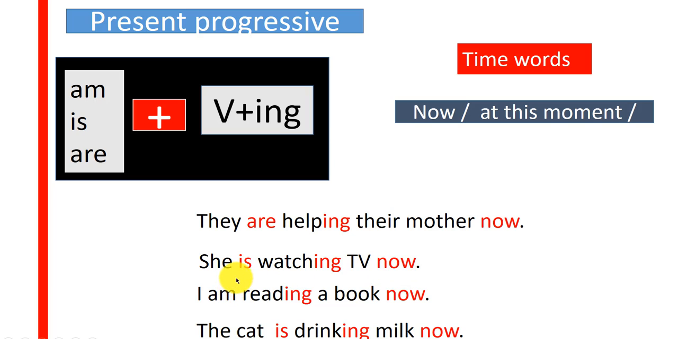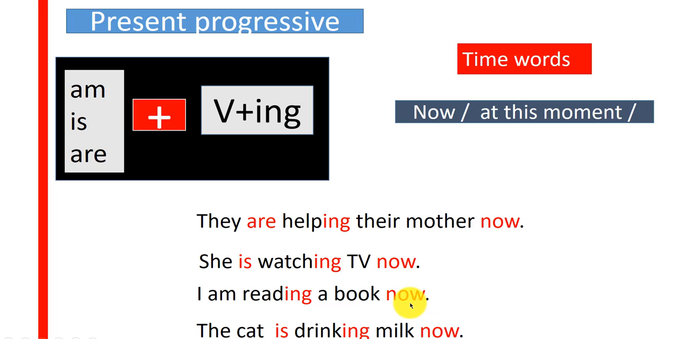Okay, which tense is it? It's the present progressive tense. We read this sentence. Number 3, we read sentence number 3. I am reading a book now. What is the verb? Here is the verb, am reading. Am reading. In which tense is it used? It's used in the present progressive tense. Why? We have used this tense because here we have the time word now. It can be at this moment also.